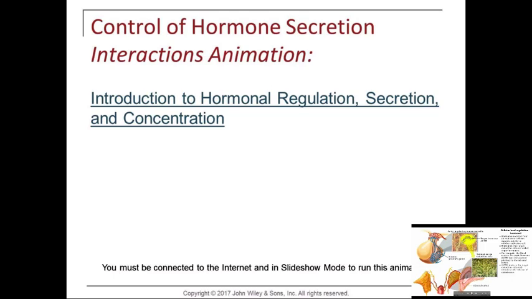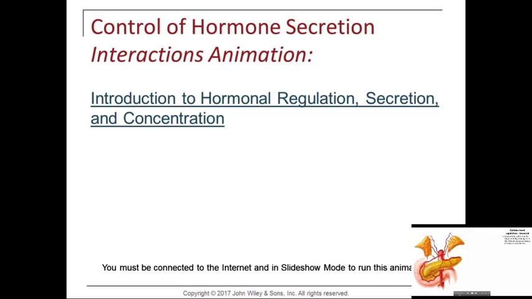So ACTH is adrenocorticotropic hormone. Adreno tells you the adrenal gland, cortico tells you it's going to the cortex: adrenocorticotropic hormone. Tropic hormones bind to the target endocrine cells and control their activity.